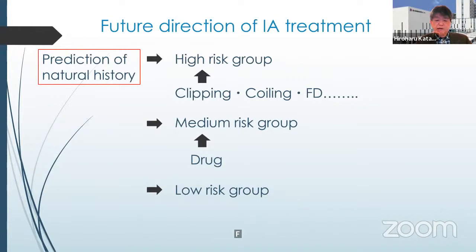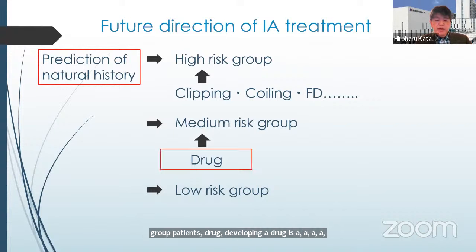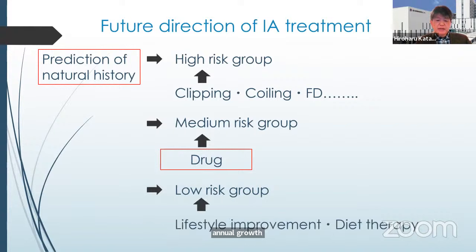developing a drug is a promising strategy, I think. For this purpose, we have to develop a drug for preventing aneurysm growth and rupture. And for low-risk group patients, I think lifestyle improvement, for example, prohibiting smoking or blood pressure control, is enough for this low-risk group. And for example, zinc supplementation would be promising if the effect of zinc would be demonstrated in human intracranial aneurysm.